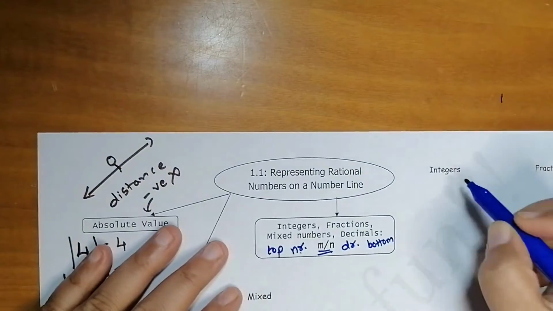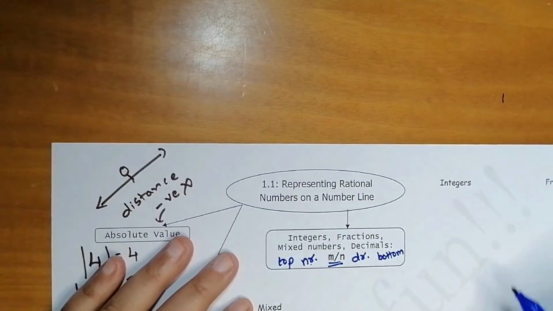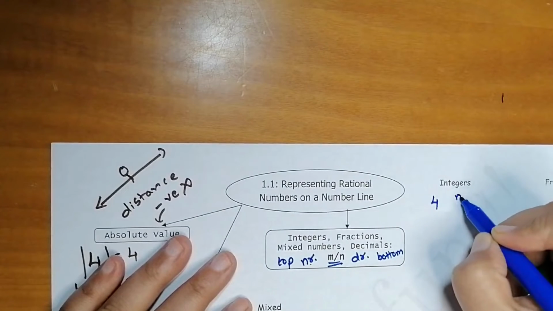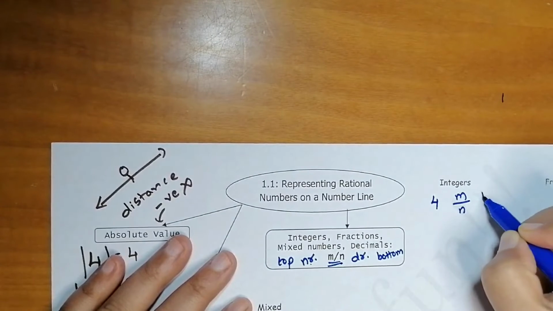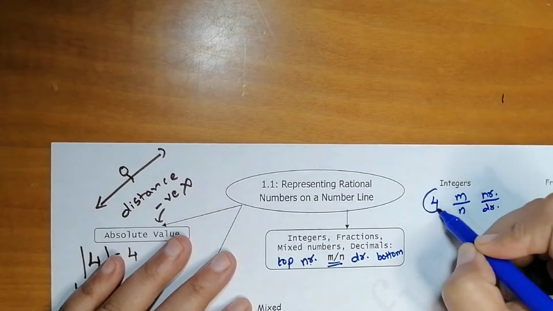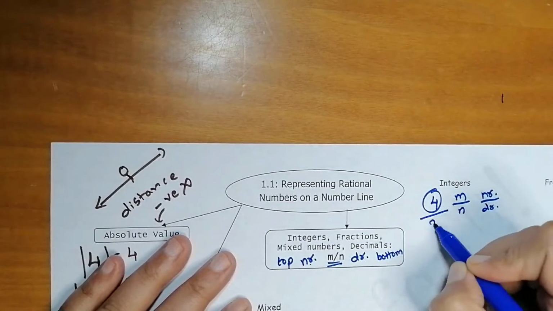So we begin with the integers first. Let's take an example of 4. How do we write 4 as m over n? That's the numerator over denominator format. We have the numerator, but what about the denominator?